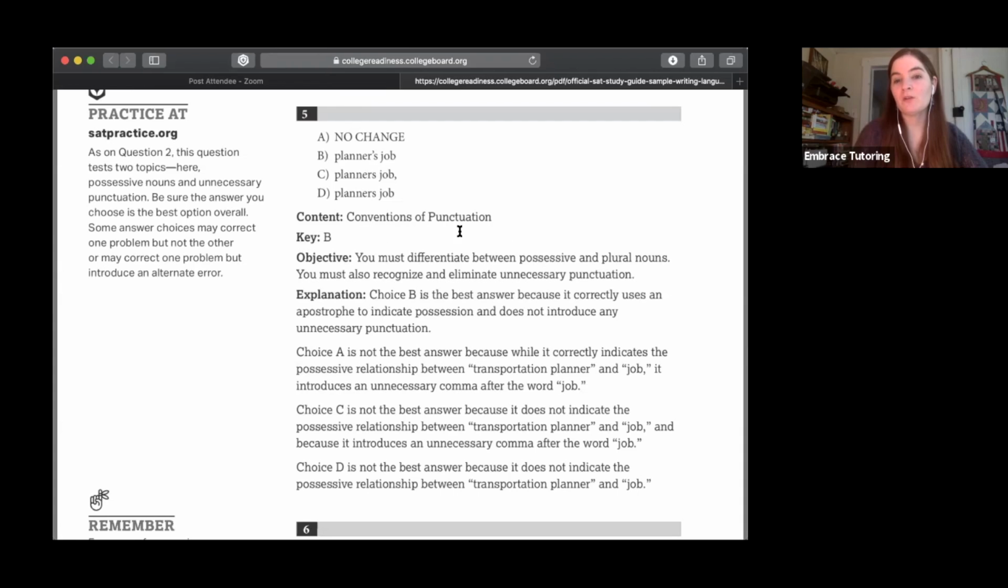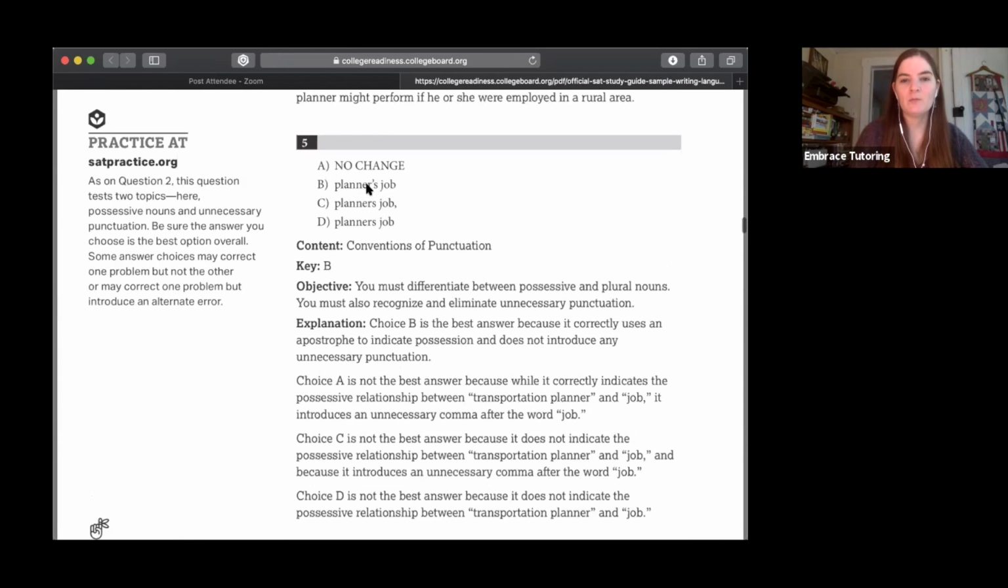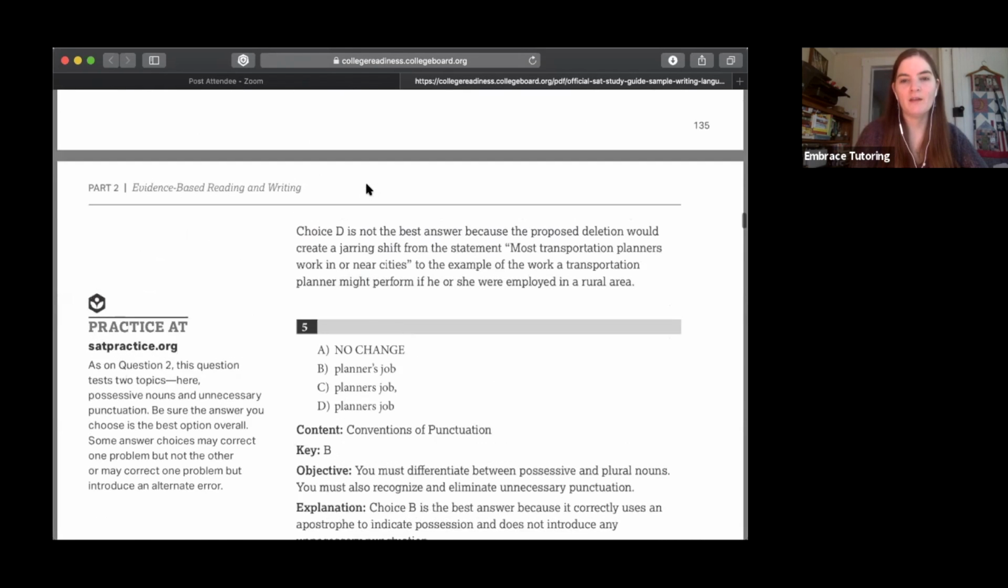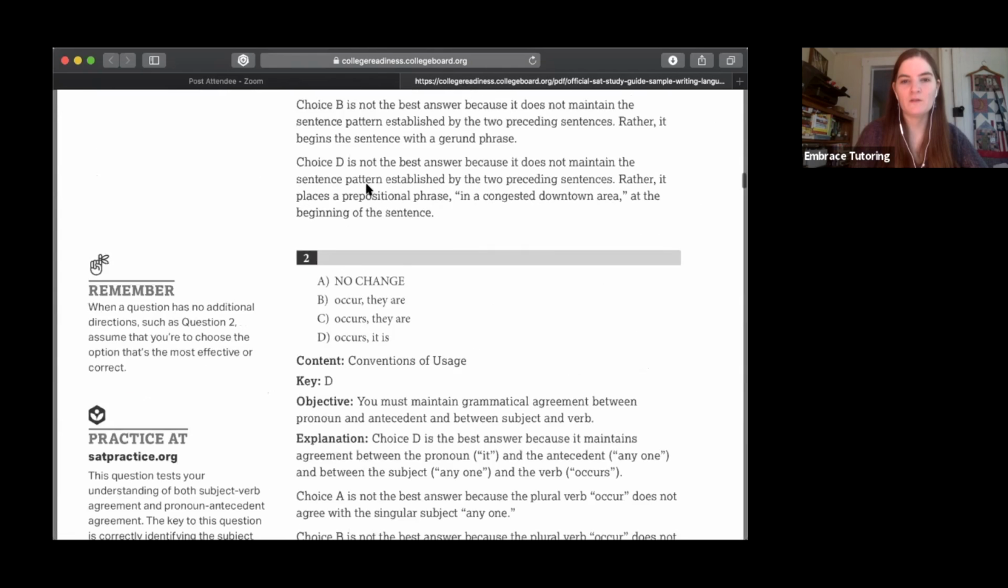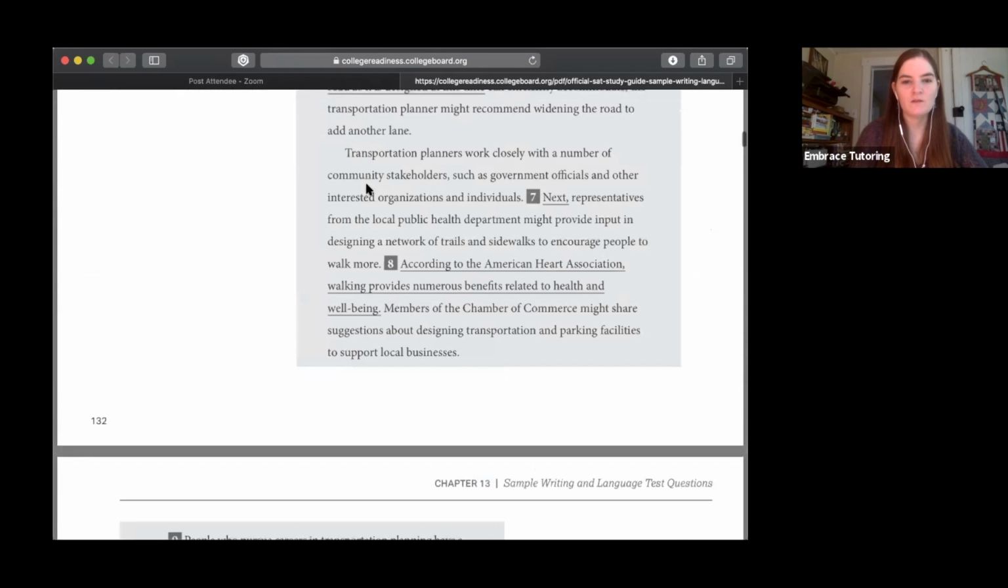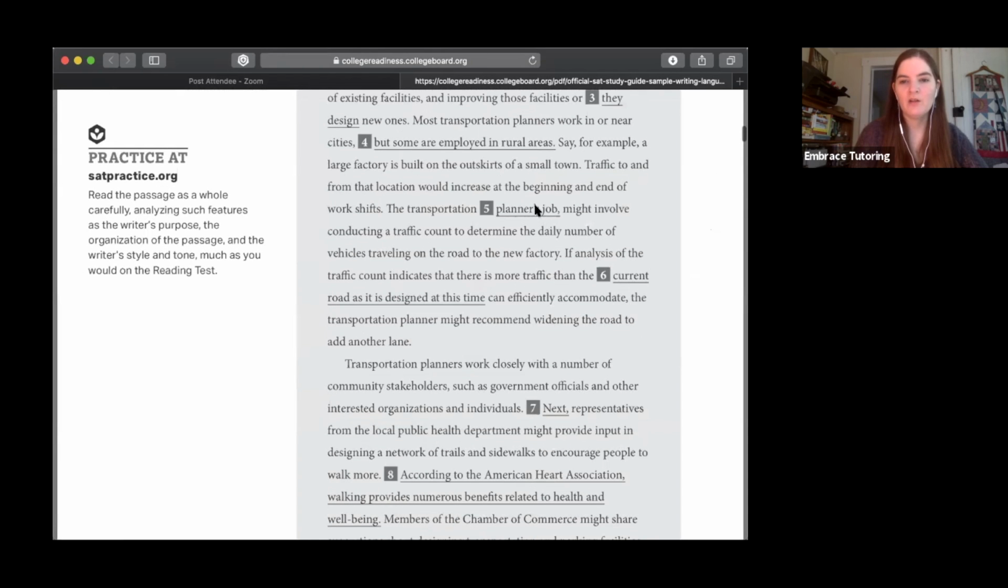So here we're dealing with conventions and punctuation, the punctuation type question. And we can see that because there's different punctuation. This one doesn't have any punctuation. This one, we changed the apostrophe to a comma after job. So we take out possession here. And then the original answer choice 5 has planner apostrophe S, job, comma.